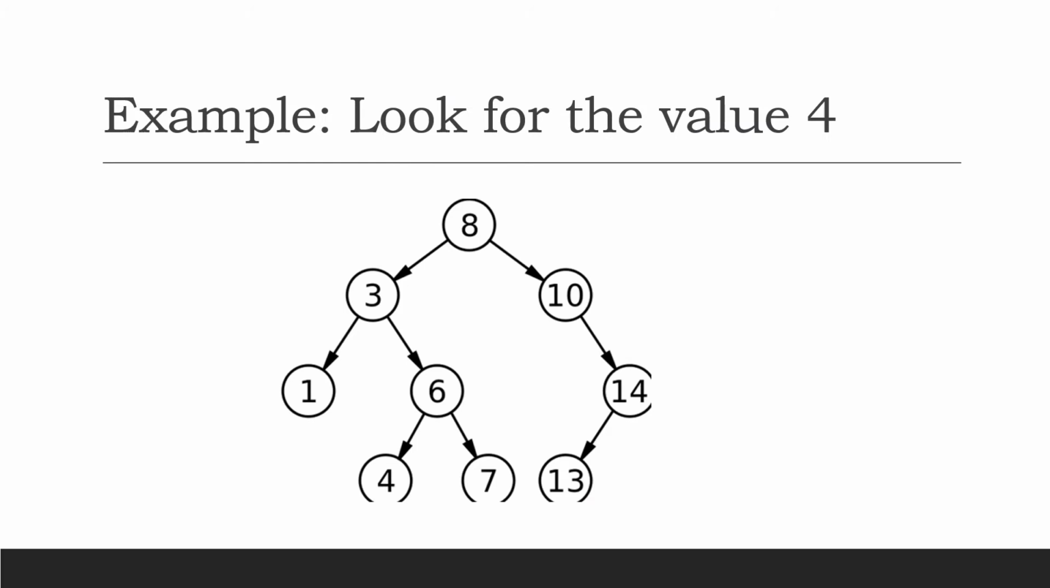So for example, how would we look for the value 4 in this binary search tree? Well, 4 is smaller than 8, so we go to the left. It's bigger than 3, so we go to the right. We're now at 6. 4 is smaller than 6, so we go to the left again, and there is 4.